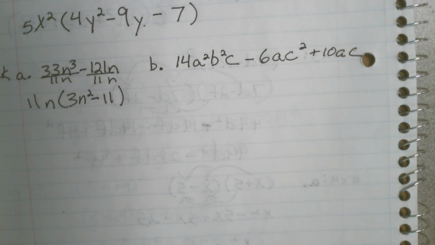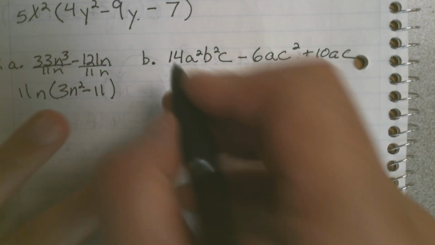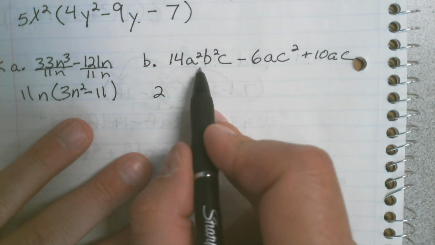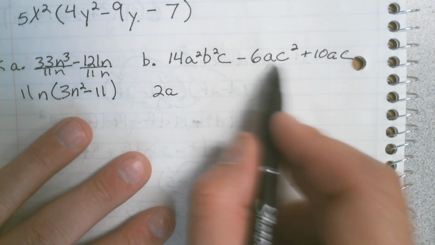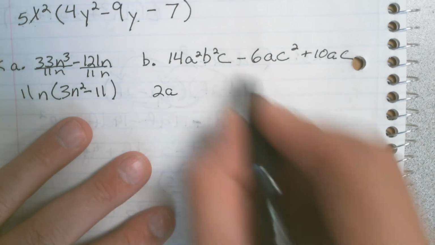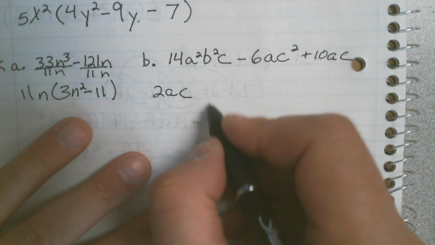William, what is the greatest common factor between 14, 6, and 10? C is not good. C does not go into 14, 6, or 10. He's got it. He's smart. What is the only number that goes into 14, 6, and 10 besides 1? 2. Thank you. And can I pull an A out of each term? Yeah. Thank you, William. Can I pull a B out of each term? Nope. Can I pull a C out of each term? Yes. So 2ac is my greatest common factor.